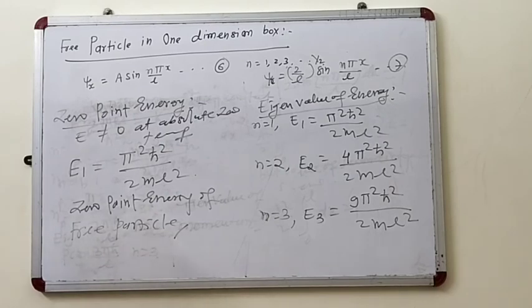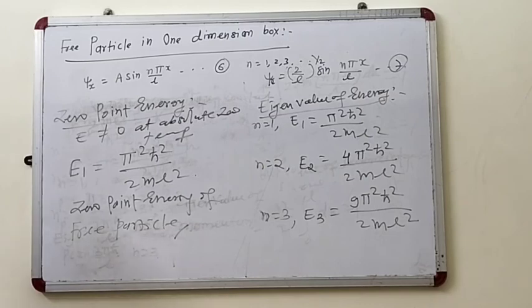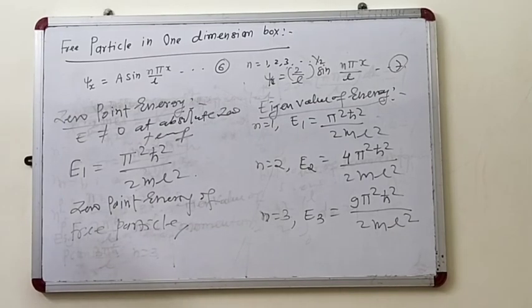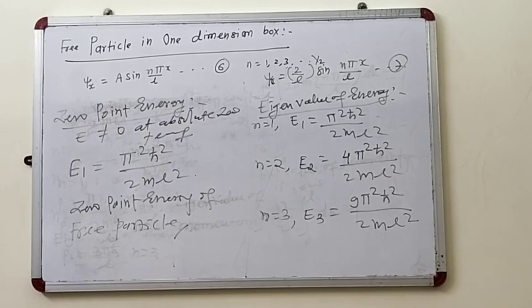Therefore, in today's lecture we learned the wave function of a free particle when it is present in a one-dimensional box, the eigenvalues of propagation constant, eigenvalues of momentum, eigenvalues of energy, and zero point energy.